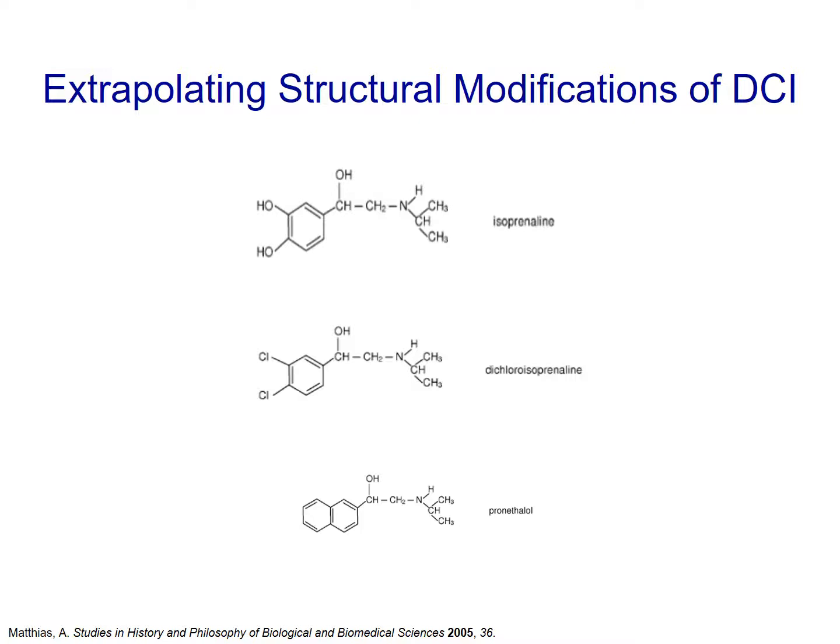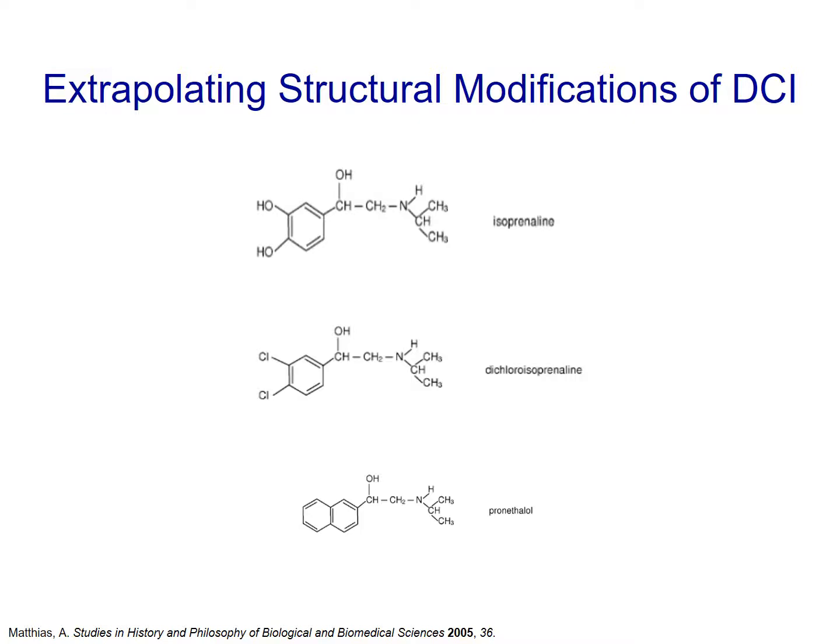Since the modification from isoprenaline to DCI resulted in weakened agonist activity, Black decided to extrapolate the structural reasons behind this reduced activity in order to guide the optimization process. He reasoned that substituting the hydroxy groups of isoprenaline with chlorine atoms caused the size of the side groups to increase and for them to become conformationally fixed due to pi bonding.